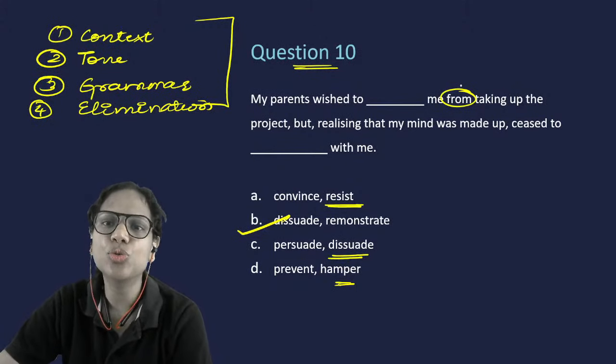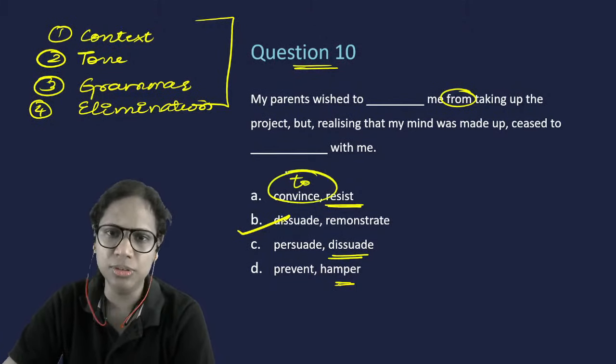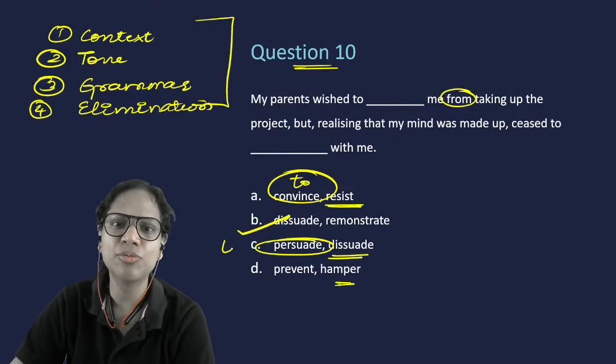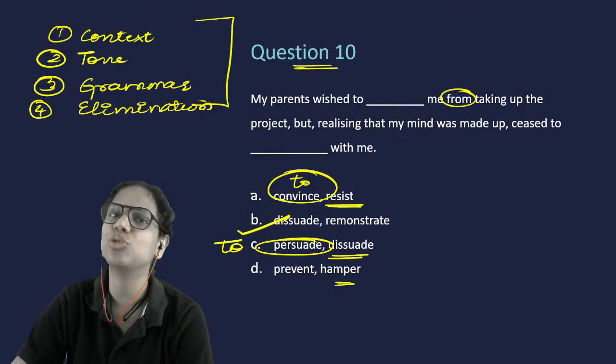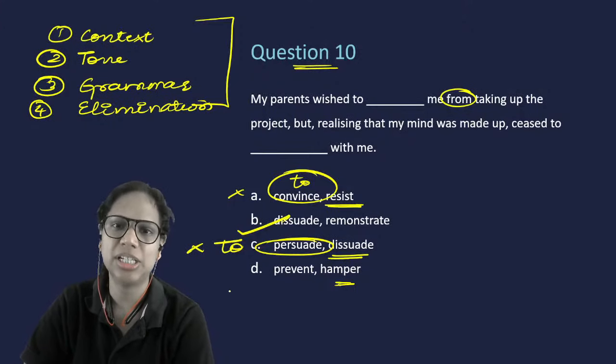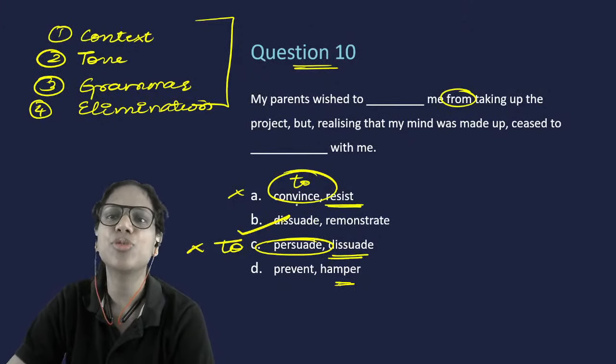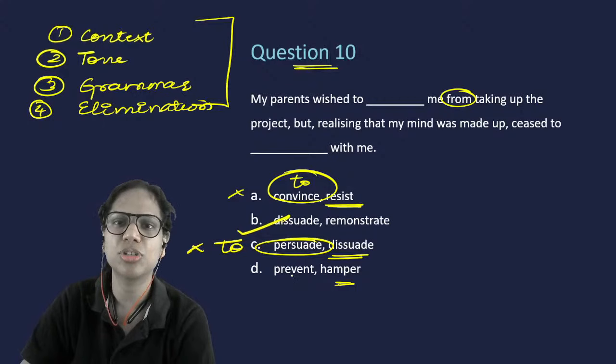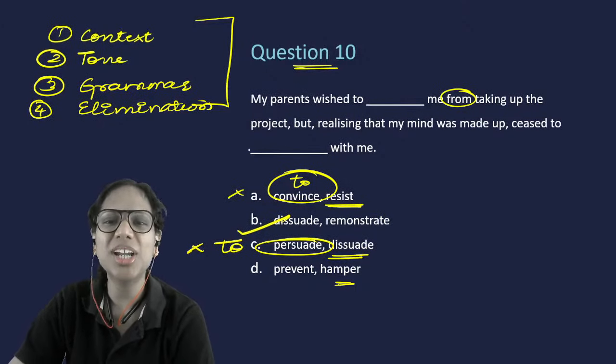Convince me to do something. Convince is followed by to. You persuade someone to do something. Again, persuade is followed by to. So A and C are eliminated. You can dissuade someone from doing something or prevent someone from doing something. That is fine. Now look at this.